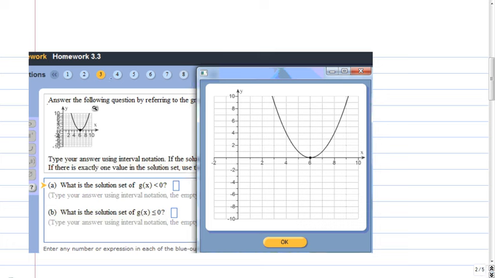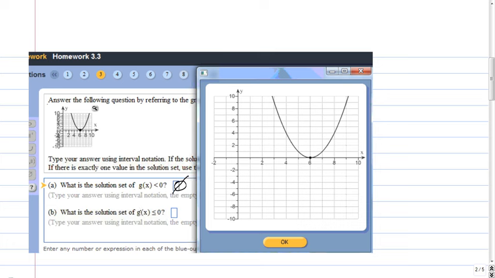Now, number 3 says to answer the following question by referring to the graph, and I've enlarged the graph because I thought that one was very difficult to read. It says, what is the solution set of g of x less than 0? Well, g of x being less than 0 would imply that part of the graph needs to lie below the x-axis. Well, that never happens, and so the answer to that would be the empty set.